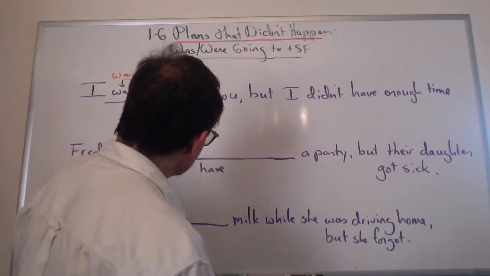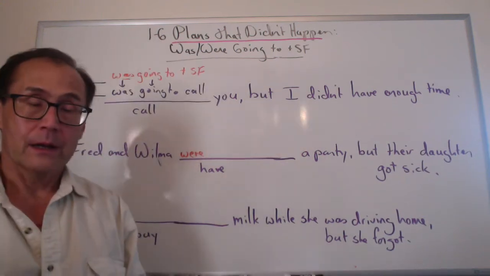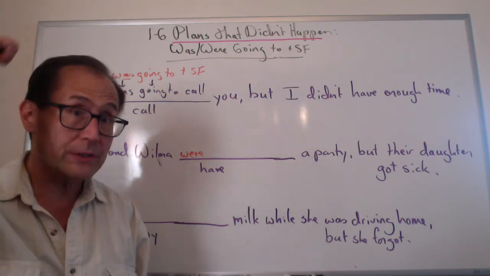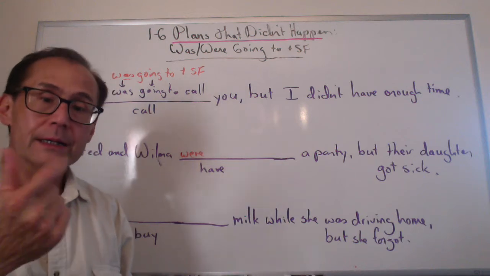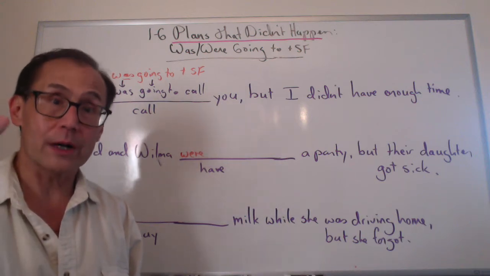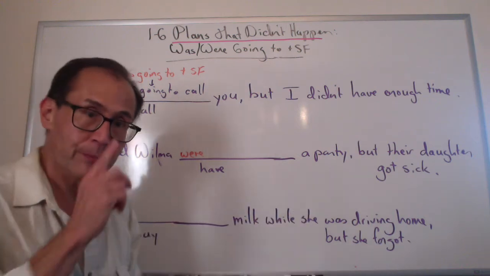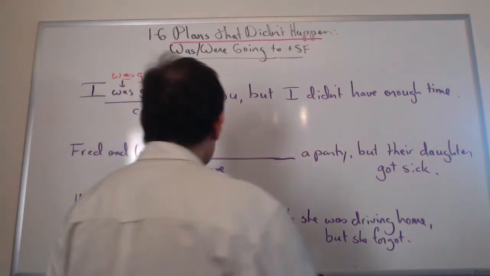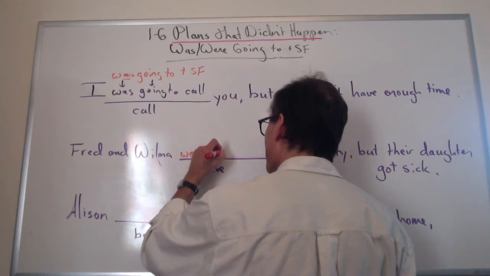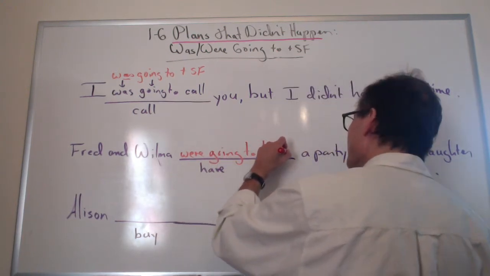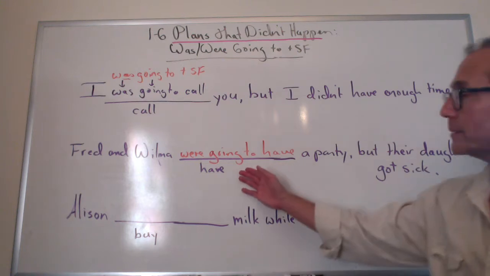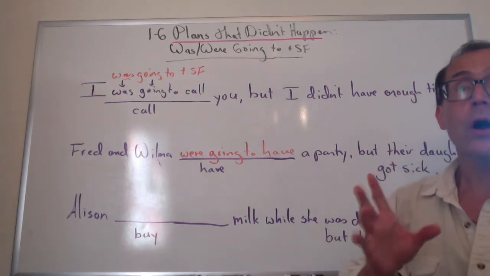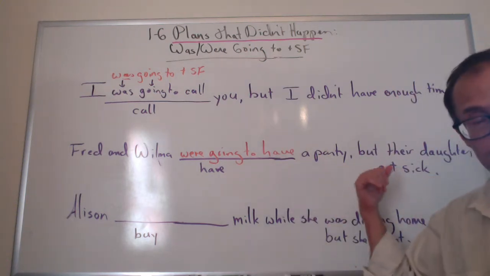So in English, when I'm using the verb be in the past, was and were, I, he, she, and it use was. Everything else uses were. So we, they, you use were. So I'd say Fred and Wilma were going to have a party, but their daughter got sick. And again, an American hears this. They hear, we're going to, and the American knows, oh, that means this was a plan, it didn't happen.